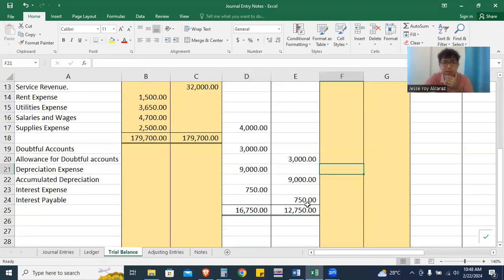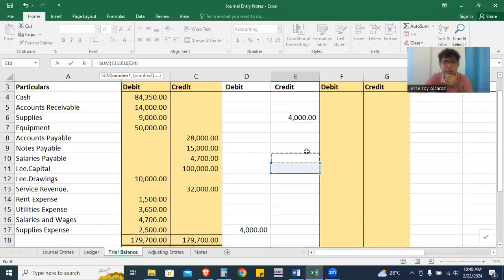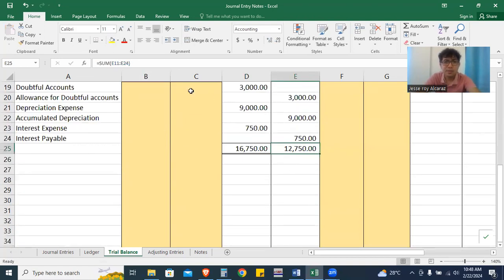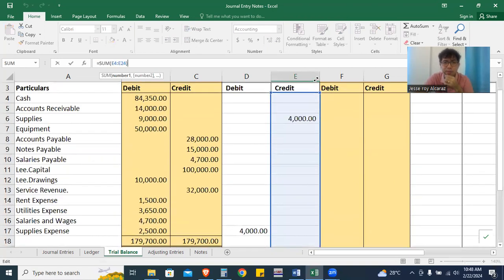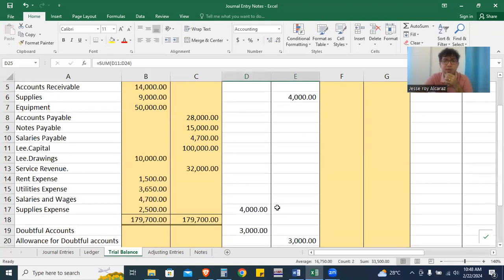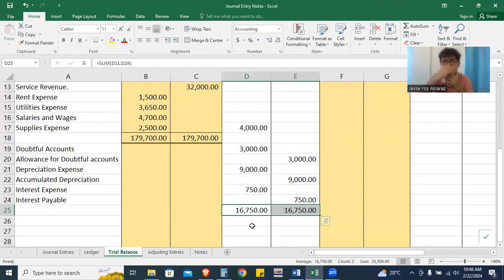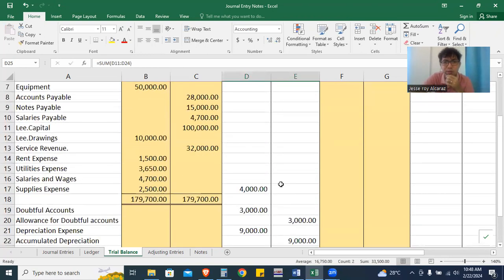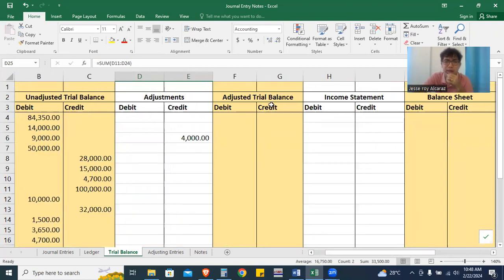Okay, why does it not balance? Because what we have added is not yet reflected above. So let's just drag it up. So, there, our adjustment column balances. So after plotting, that is, after transferring our adjusting entries to our adjustment column, we can now compute for the adjusted trial balance.